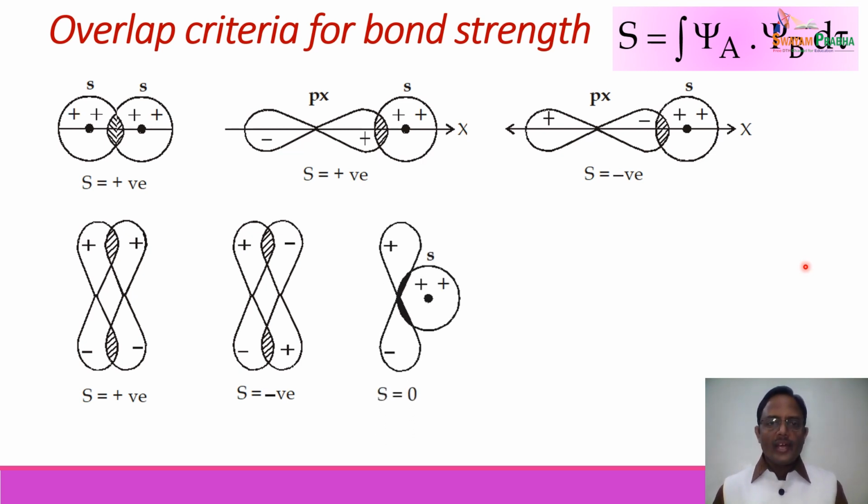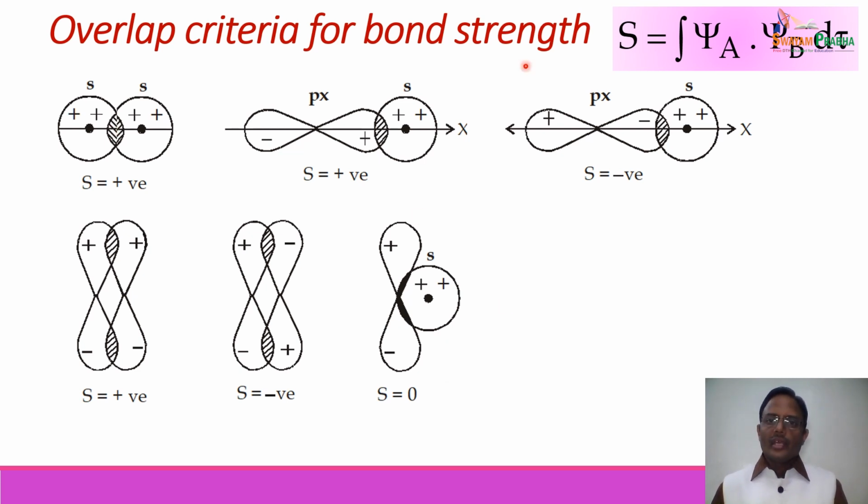Similarly, if we have a pz orbital overlapping with an s orbital like this, it is not possible, because in this particular zone the product of the two will be positive, but in this case it will be exactly negative, and hence the overall integration will come out to be 0. And since the overlap integral comes out to be 0, the bond formation is not favored at all.